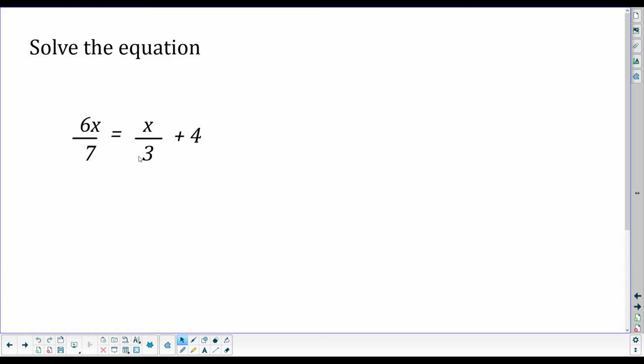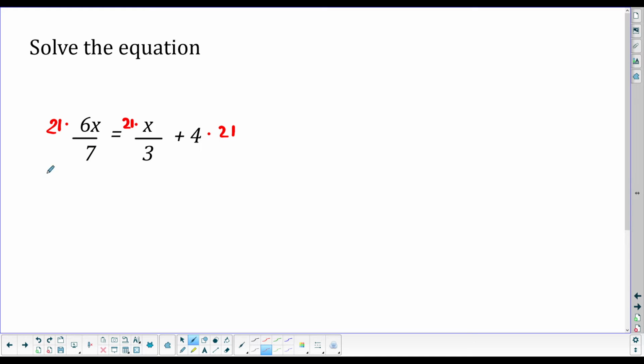And so the easy way to do that is just to multiply these, right? I need a 7 and I need a 3. And I need them multiplied together. So I'm going to use 21. So the way that I'm going to do this is I'm just going to multiply each one of these terms by 21. So I'm going to say 21 times this, 21 times this, and 21 times this.